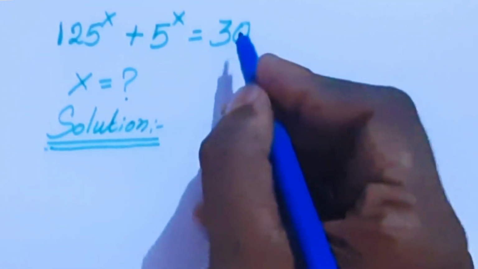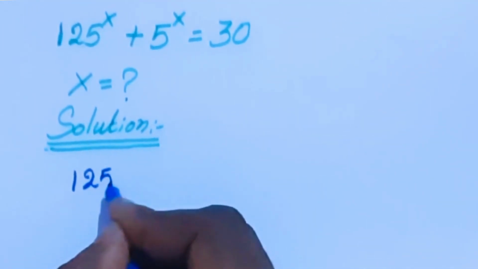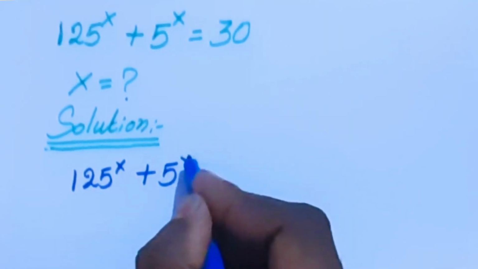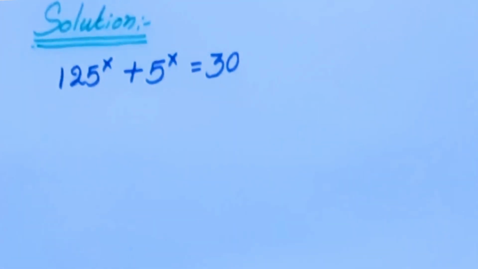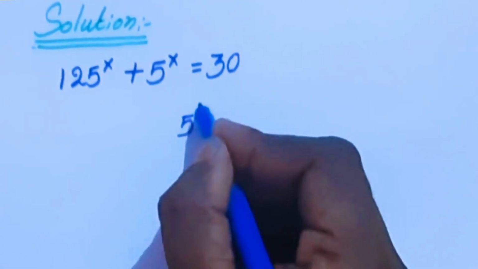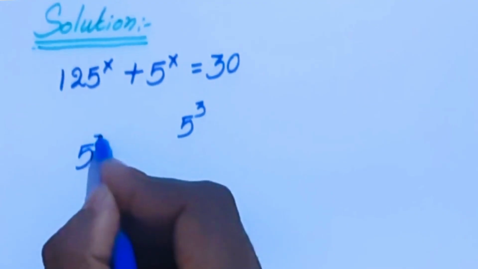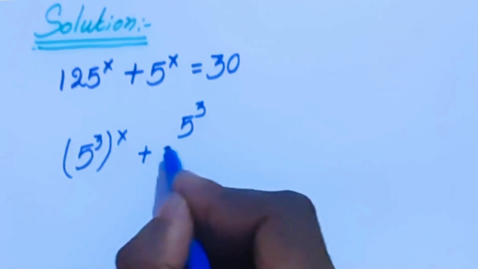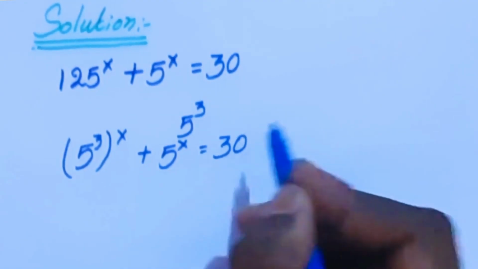Today we are going to solve this problem to find the x value. Solution: 125 to the power of x plus 5 to the power of x equal to 30. Now this 125 can be written as 5 to the power of 3. So (5 to the power of 3) whole power x plus 5 to the power of x equal to 30.